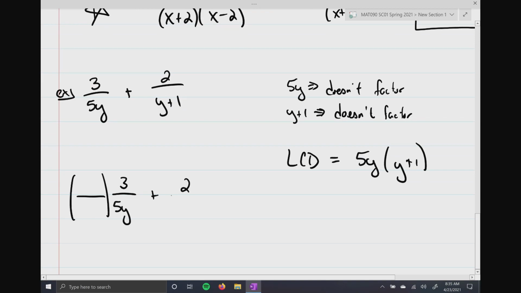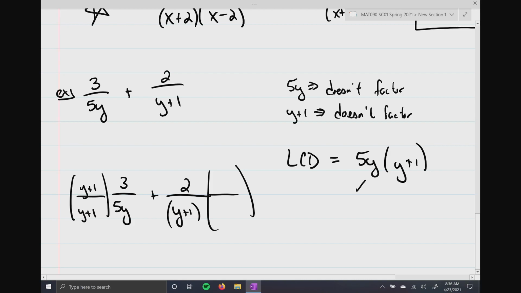Now, I know I need to multiply both fractions by the missing factor. All I do is look at my denominator. For the first one, it's 5y. I could put a check mark underneath the 5y in my LCD. So the missing factor here is y plus 1. So y plus 1 over y plus 1.